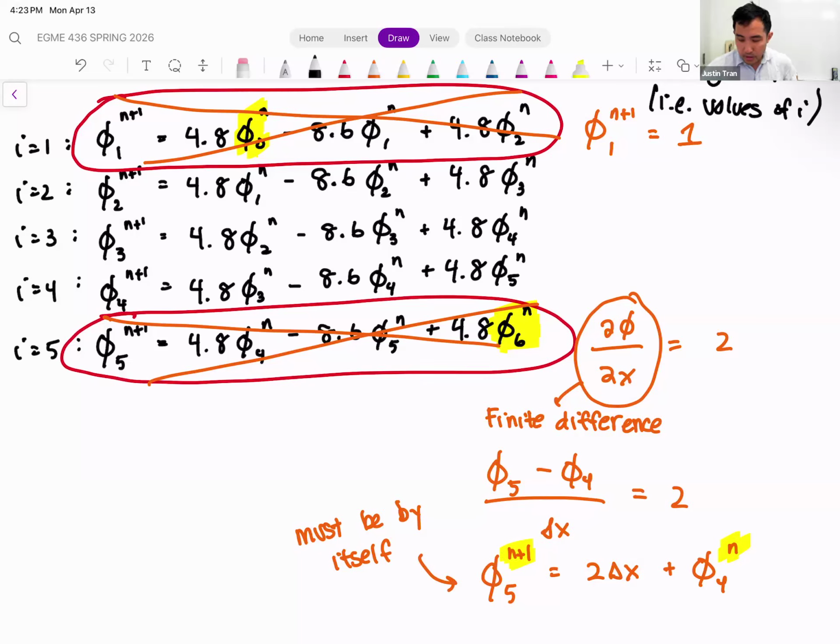All right, any questions on this? Okay, good. At this point, we can say that we've applied explicit Euler because we have our 5 equations. Now we can start actually utilizing this.